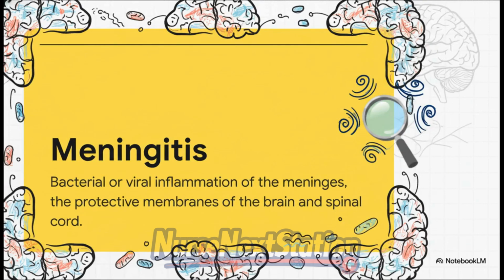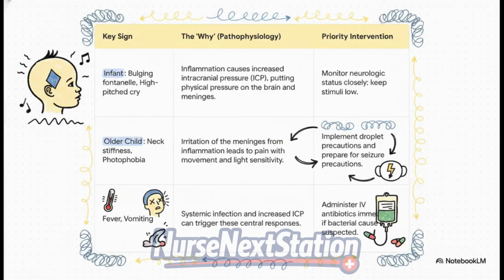And finally, let's talk about meningitis. This is an infection of the meninges, those protective layers wrapped around the brain and spinal cord. And it's that location that makes this a full-blown medical emergency. Okay, so with meningitis, almost every single sign you see is caused by one thing: increased intracranial pressure, or ICP. That pressure is building up inside the skull.